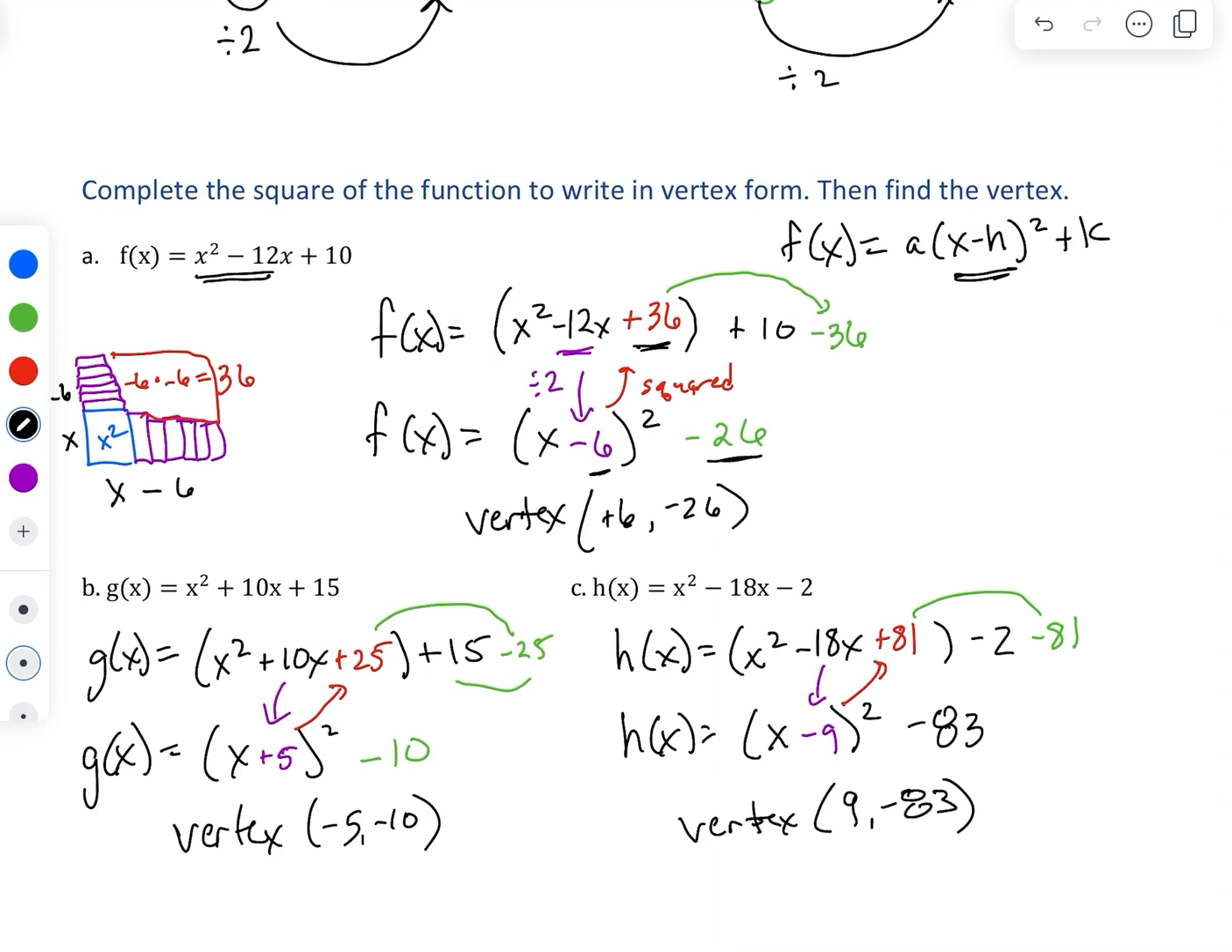So it can be kind of a quick way to find our vertex. There are other ways to find the vertex too, but we're rewriting it in this equivalent form called vertex form. Take some practice, and then you should be really good at this.